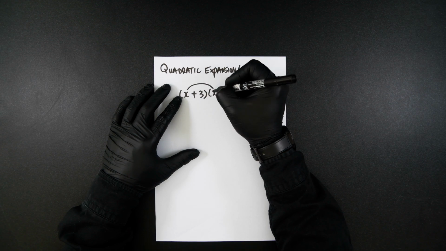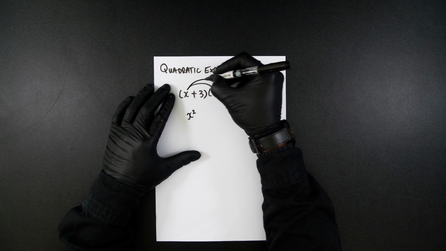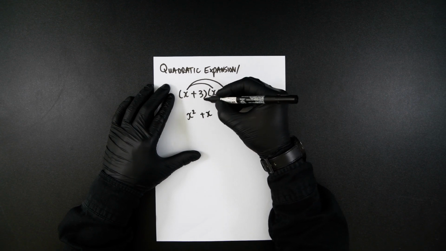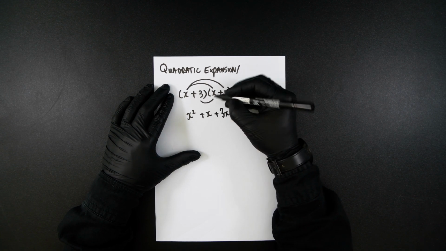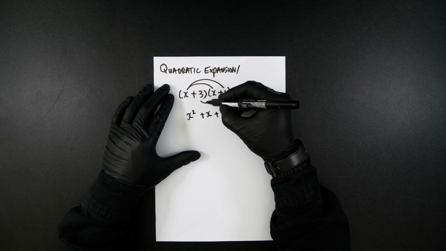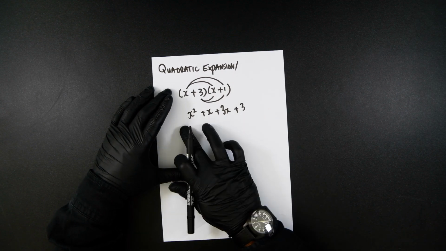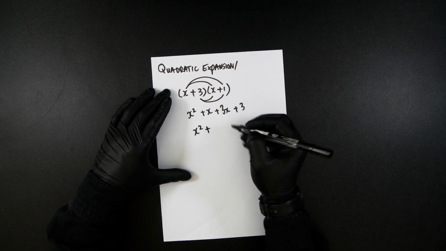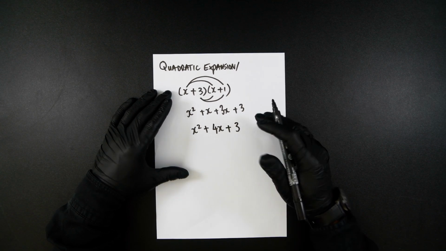So when you do x times x, you're going to get x squared. You then do x times 1, which is going to be plus x. Then you're going to do the inside terms, so 3 and x, plus 3x, and then the last terms, 3 and 1. So this times this, which is plus 3. You can then clean this up by getting your x squared and then adding 3x plus x, which is going to be 4x, and then finally you have 3. So you have completely expanded the brackets.